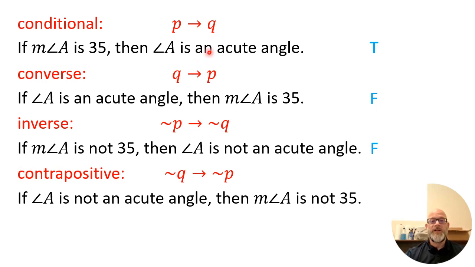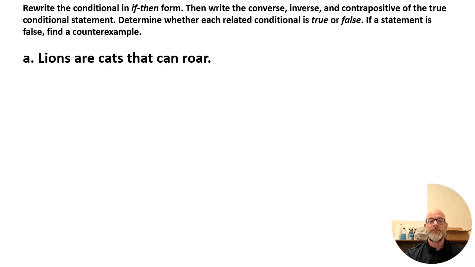Contrapositive. What do we do for contrapositive? We flip P and Q and negate them. So if not Q, then not P. If angle A is not an acute angle, then the measure of angle A is not 35. True or false? True. And we'd expect that. The contrapositive and conditional should have the same truth value. In this case, both true.